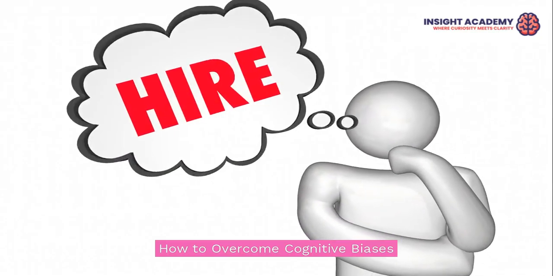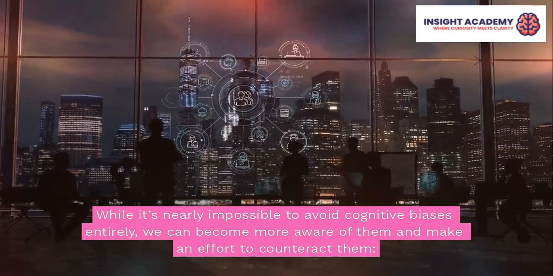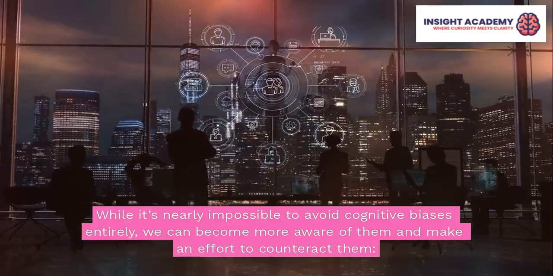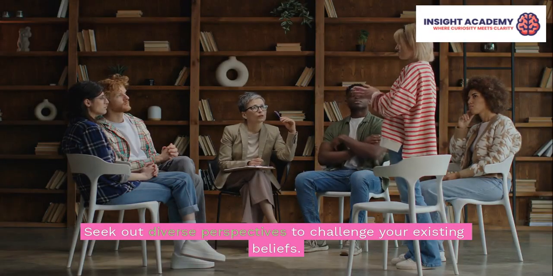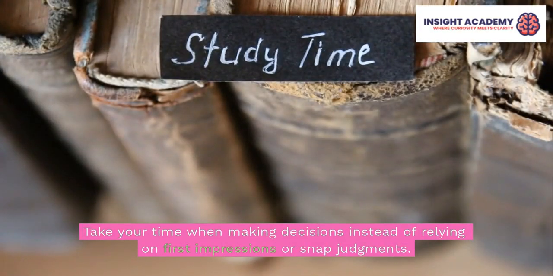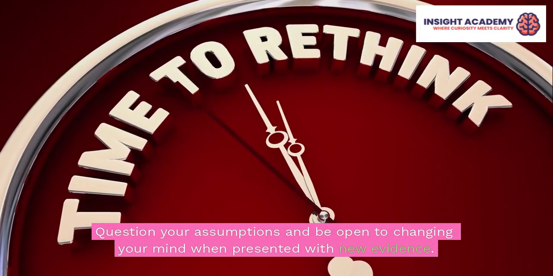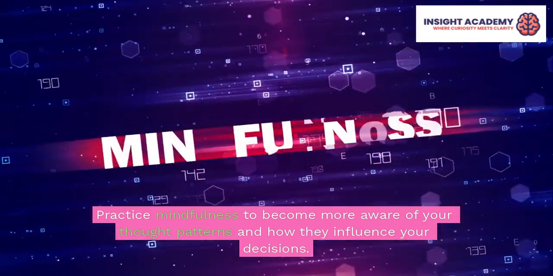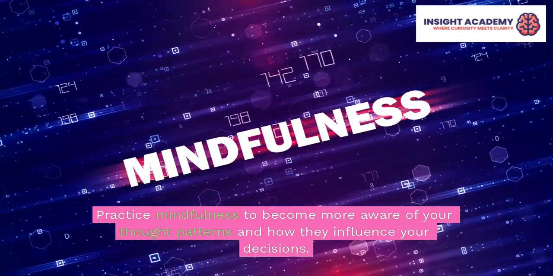How to overcome cognitive biases. While it's nearly impossible to avoid cognitive biases entirely, we can become more aware of them and make an effort to counteract them. Seek out diverse perspectives to challenge your existing beliefs. Take your time when making decisions instead of relying on first impressions or snap judgments. Question your assumptions and be open to changing your mind when presented with new evidence. Practice mindfulness to become more aware of your thought patterns and how they influence your decisions.